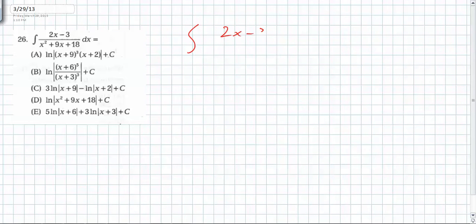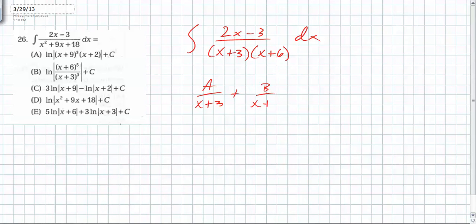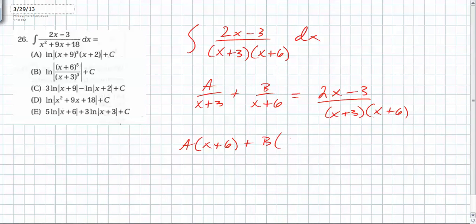x plus 3, x plus 6. Like that, right? So then we need to write A over x plus 3 plus B over x plus 6 is equal to 2x minus 3 over x plus 3 times x plus 6. Exactly. So what does that tell us? It tells us that A times x plus 6 plus B times x plus 3 is equal to 2x minus 3.